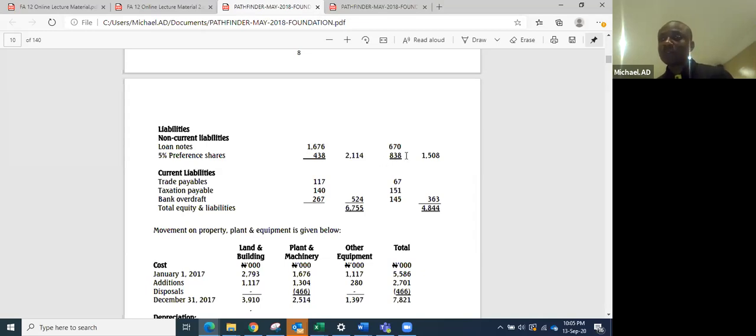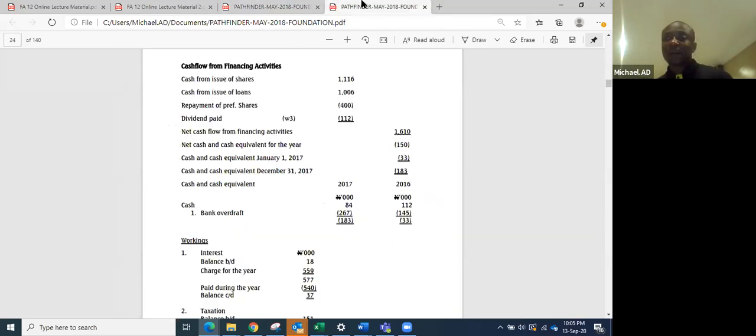Preference shares. Look at this. Here, you have more, 838. Here, you have less. It means that your shares have reduced. So what then happens? It means that you bought more shares. Yeah, you pay for shares. That is 400 naira. That is why you are lessening.